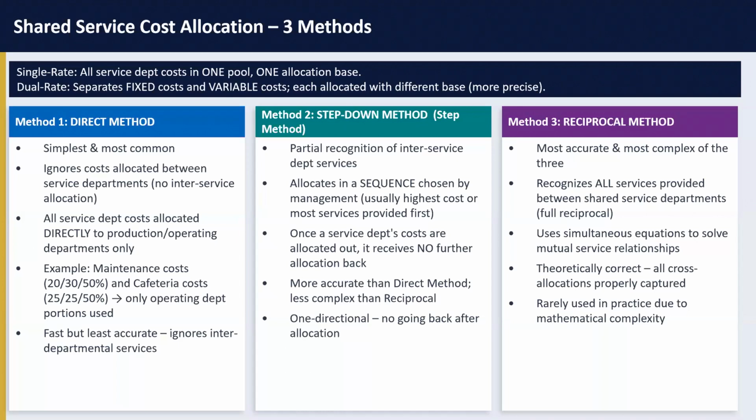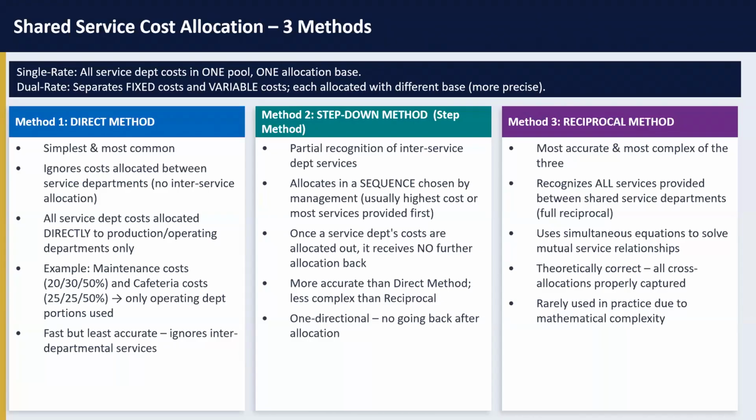In direct method, we ignore that service departments are sharing the services among themselves also. Completely, whatever cost of service department is there, you will be allocating it completely into production departments. That is what happens in direct method. It ignores cost allocation between service departments. No inter-service allocation. All service department costs are allocated directly into the production departments. We will look into the calculations later. Here, it is fast but least accurate. Why is it least accurate?